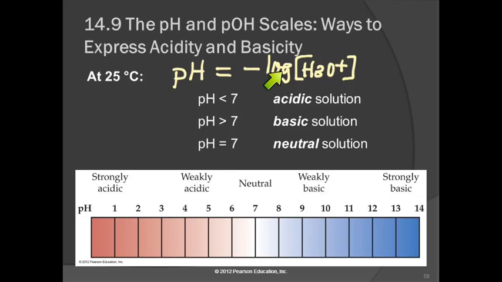So here we're taking the base 10 logarithm of the hydrogen ion concentration and then changing the sign of it. So negative log does not mean anti-log. It means take the log and change the sign. pHs are almost always positive.